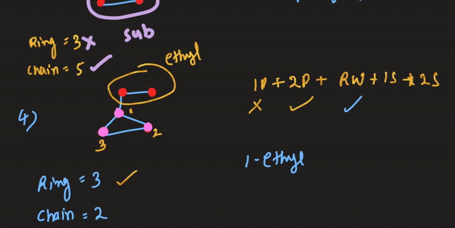What about the root word? 3 carbon. So cycloprop. Primary suffix is what? Ane. So what is the name of the compound? 1 ethyl cyclopropane.